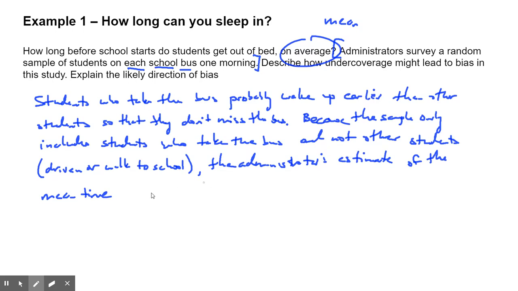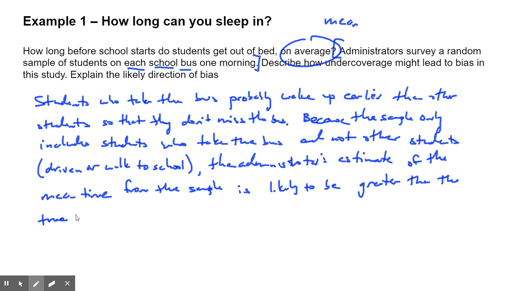The administrator's estimate of the mean time from the sample is likely to be greater than the true mean time of all students. And there we go.